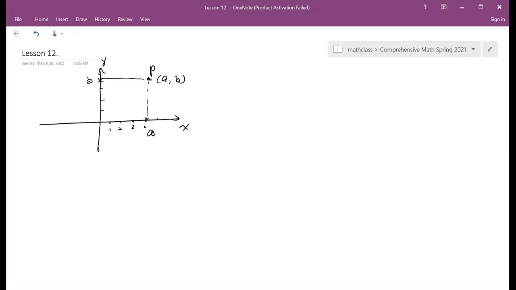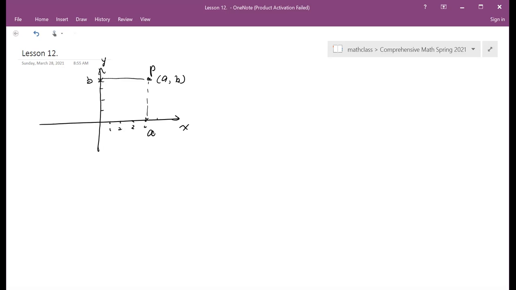So that's about a coordinate system, and every point in the xy plane can be described by two numbers. Those two numbers are called the coordinates of the point.